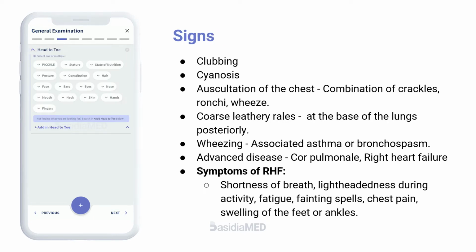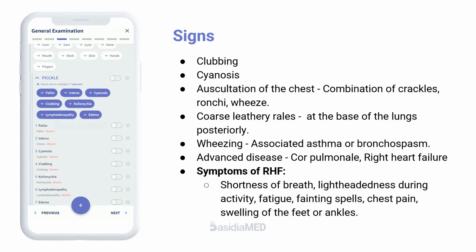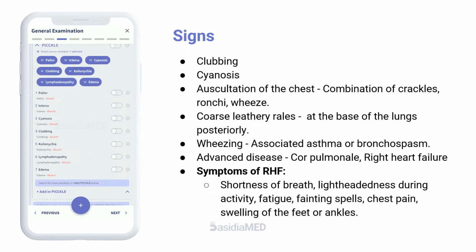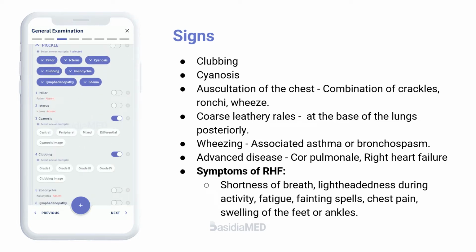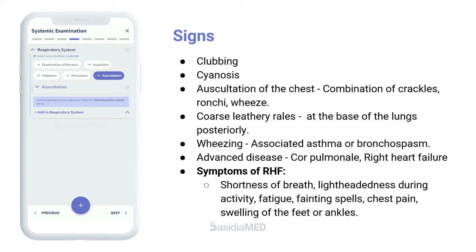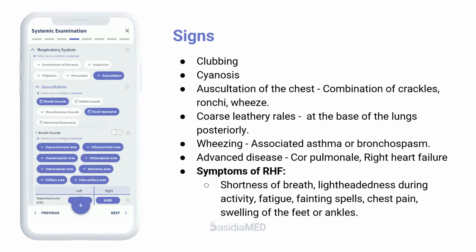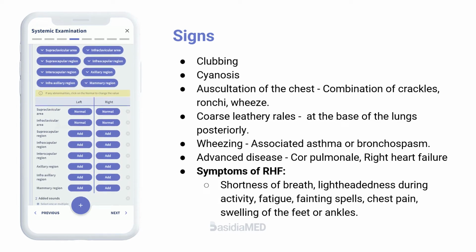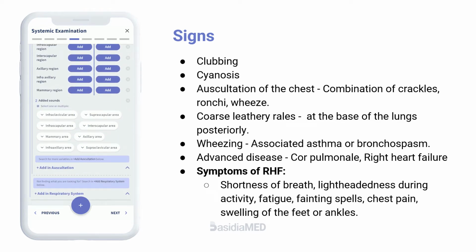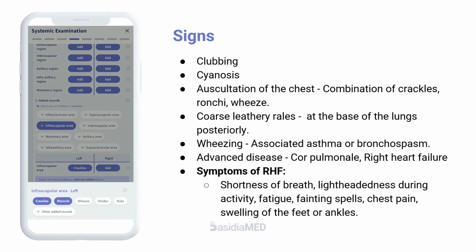Signs of bronchiectasis. A general examination of the patient may reveal clubbing and cyanosis. Auscultation of the chest reveals a combination of crackles, rhonchi, and wheeze. These findings reflect damaged airways containing secretion. The classical diagnostic finding is the presence of coarse leathery rales, especially at the base of the lungs posteriorly. Wheezing may be present due to associated asthma or bronchospasm.